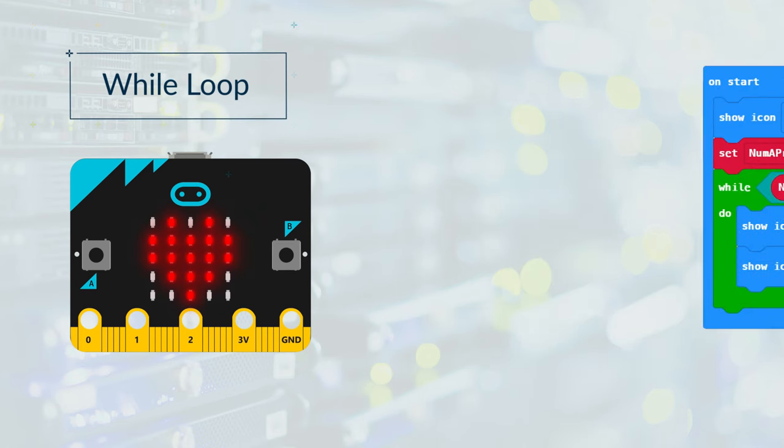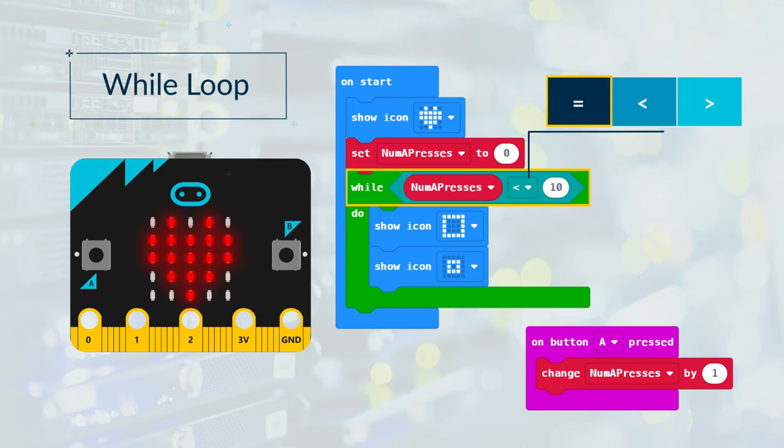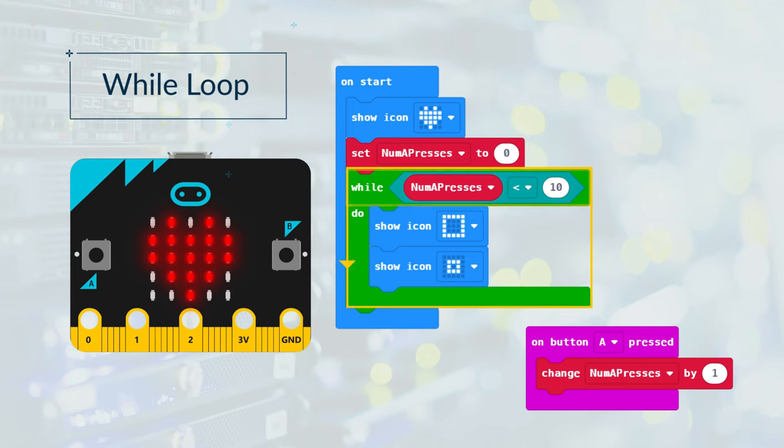The second option is to put a condition here. It's the same format as in selection. You can have equals, less than, greater than, etc. While this condition is true, the loop will keep running.